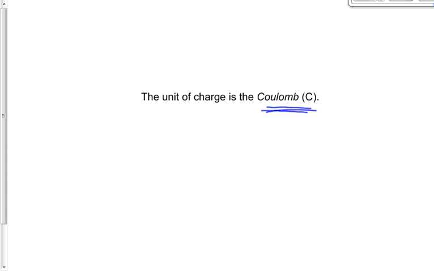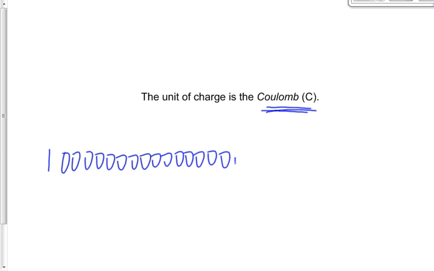In fact, it would take approximately this many electrons, to this order of magnitude of electrons, in order to get a single coulomb. That's a lot of electrons. It would take about that many electrons, and you don't have to write down that number. It would take about that many electrons to get a single coulomb of charge. Okay, a coulomb is a lot of charge. It could take that many electrons to get that much charge.